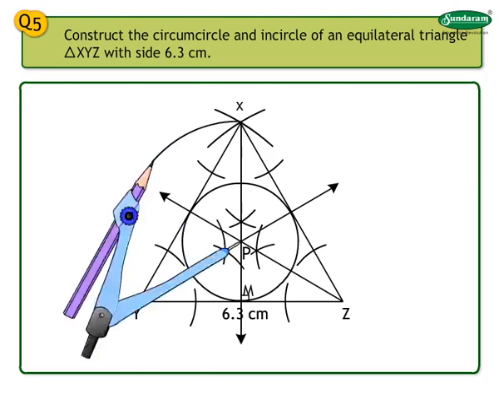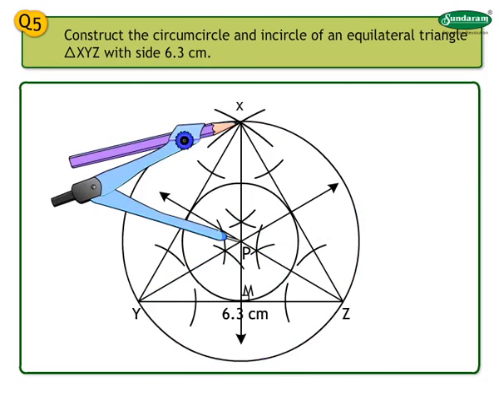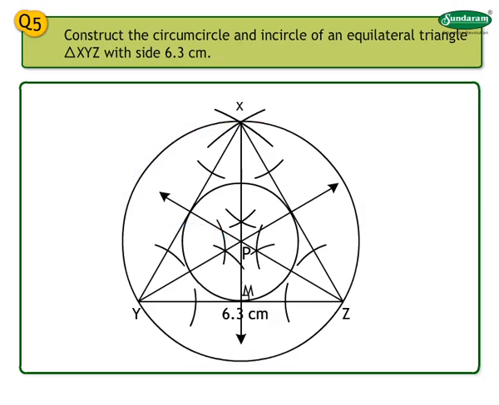Therefore, draw a circle with radius PX. Thus, the circle now obtained is the circumcircle of triangle XYZ.